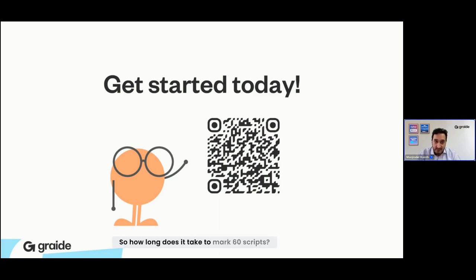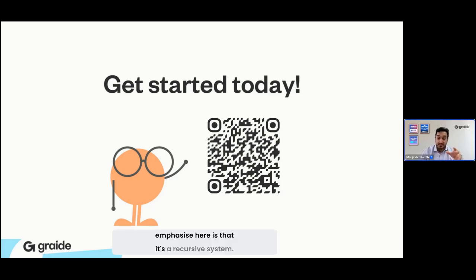So how long does it take to mark 60 scripts that would normally take 20 minutes per script? What's the tangible gain of time, I assume, as we need to train the AI first to check all the answers? So one of the things that I want to emphasize here is that it's a recursive system. And what I mean by that is once it sees one response, it's going to update the model, and it sees a second response, it's going to update the model, and third. And the concept here is that in the beginning, it doesn't know too much, but there isn't a phase of just training and just output. It's always learning. It's always getting better.